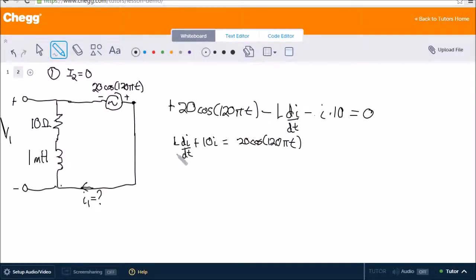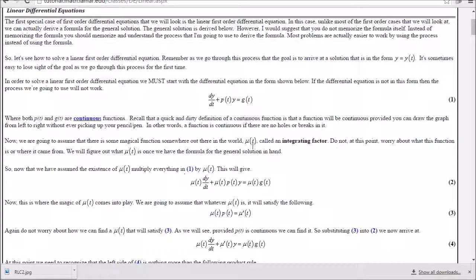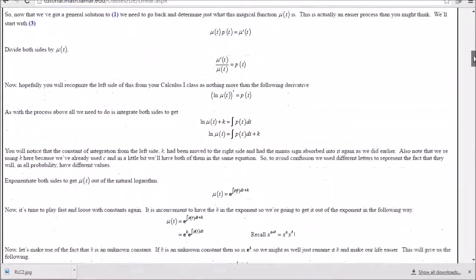The only thing that needs to happen to this is we'd have to get this derivative by itself, so divide everything by L, and that's what you would have there. So that would be in the correct form to solve the first order differential equation. So if you can get that far, if you can get it to that, then here's how you solve it.